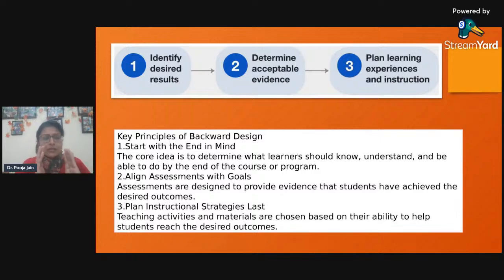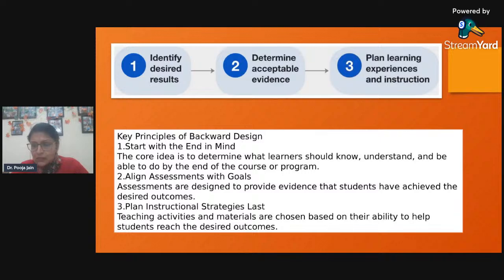So let's understand the 3 steps and the 3 stages of backward design. The first step, identifying the desired results. The second step, determining acceptable evidence. And the third step, planning learning experiences and then the instructions, right? So that is how we go backward. Now, what are the key principles of backward design?